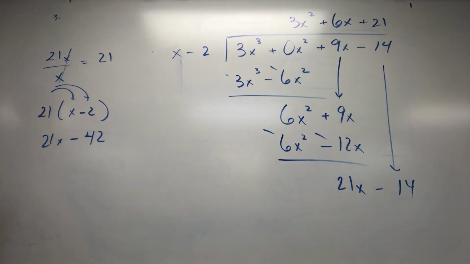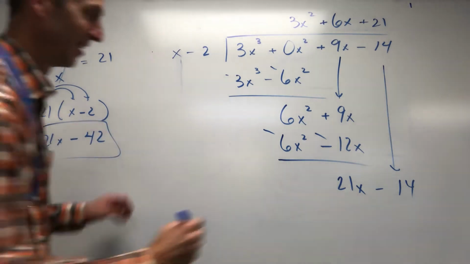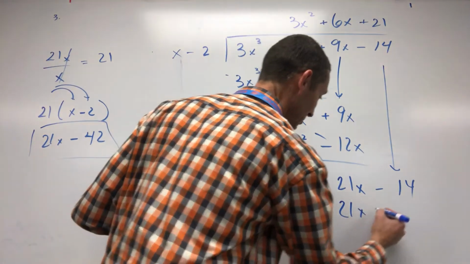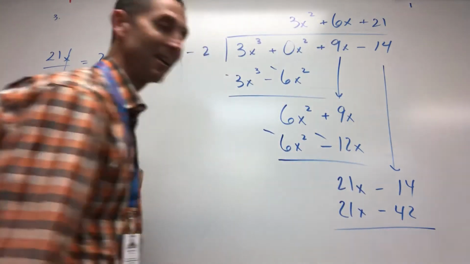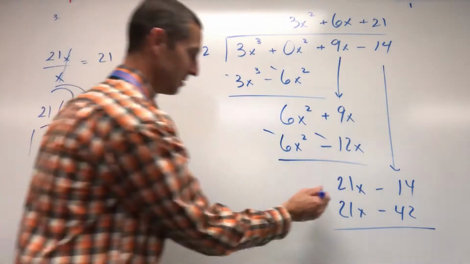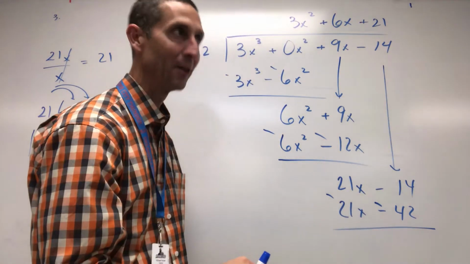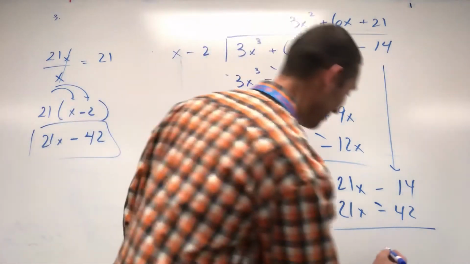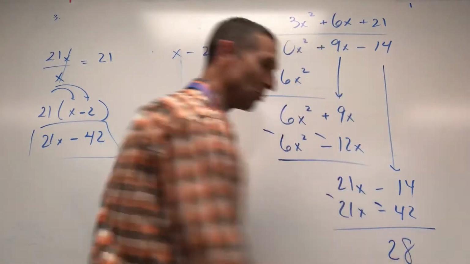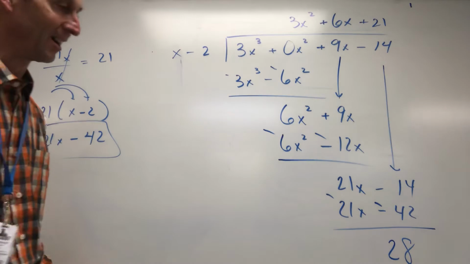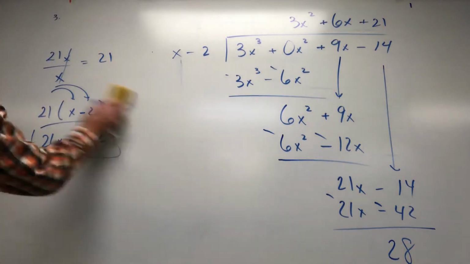Oh, brother. So I have built this. It's good with the 21 x's. Now I just got to work the 14, subtract: negative 14 minus negative 42, positive 28. Oh, my. So we have a remainder on this one, 28. I think you can barely see that.